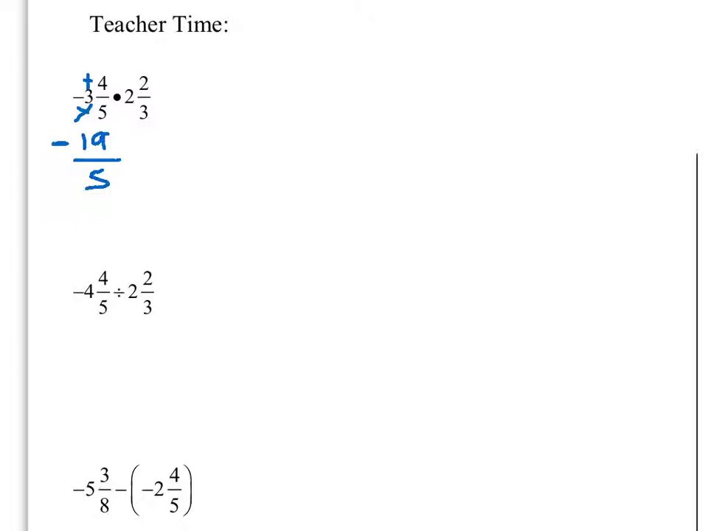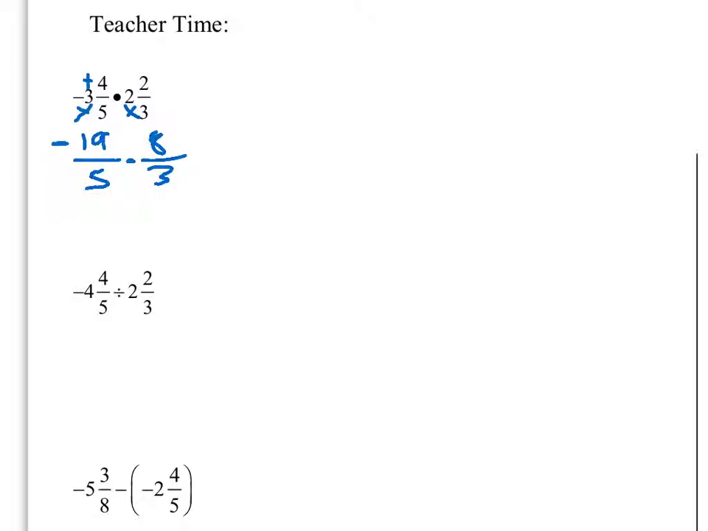I'm going to also change the second one to an improper fraction as well. 3 times 2 is 6 plus 2 is 8/3. Times 8/3. Sorry about this mess down here. All right, so we're getting ready to multiply.